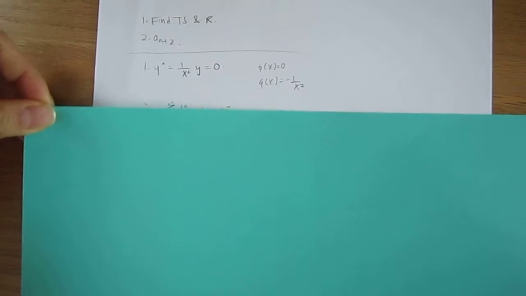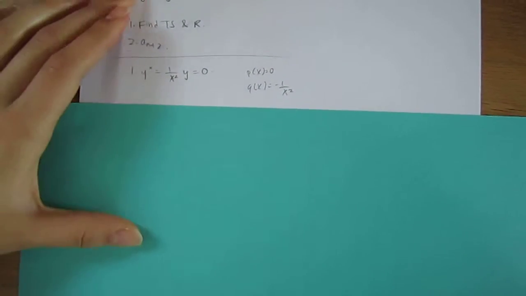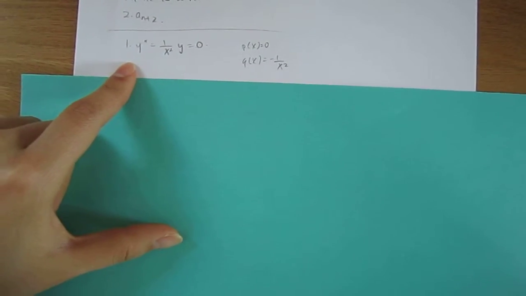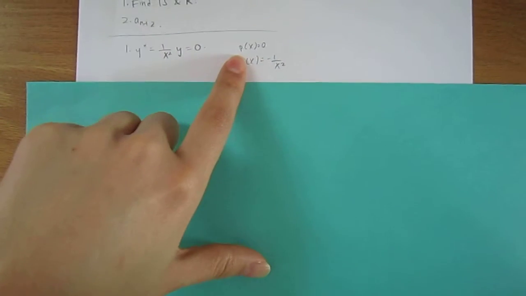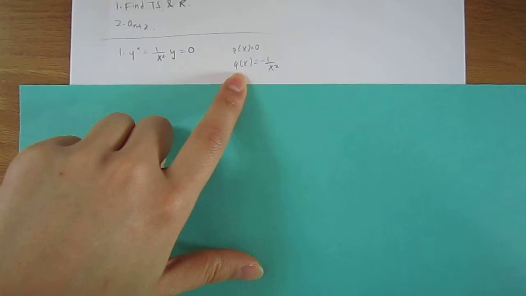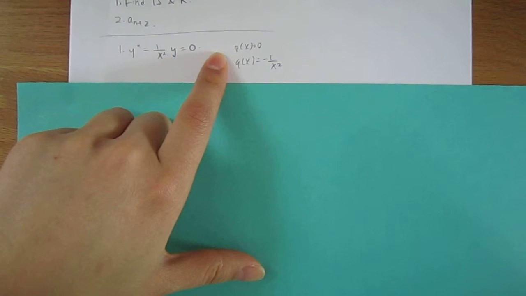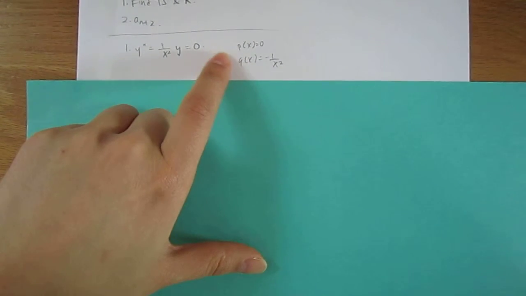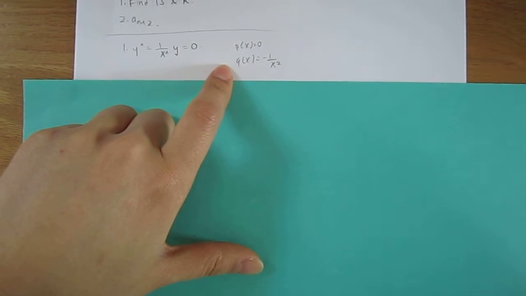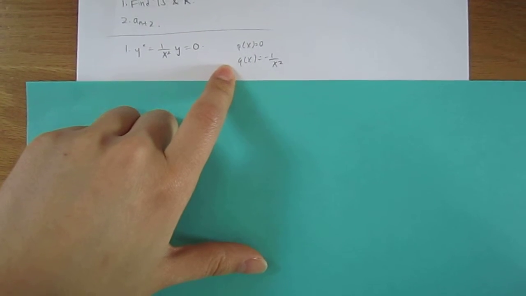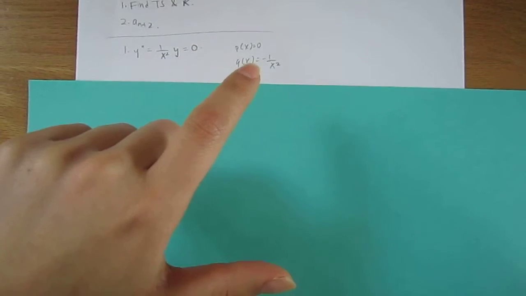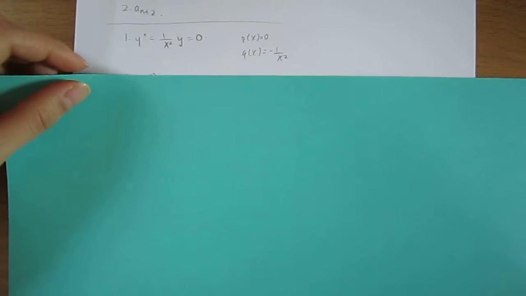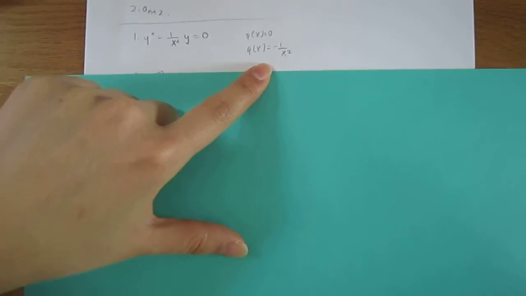Okay, so the first part of the problem is to find the Taylor series. I would want to first standardize my equation where p of x equals 0, q of x equals negative 1 over x squared. To find the radius of convergence, you would want to find the radius of convergence for the individual polynomials through the Taylor series expansion and find the minimum of those two values. So first off, we're going to work with q of x equals negative 1 over x squared.